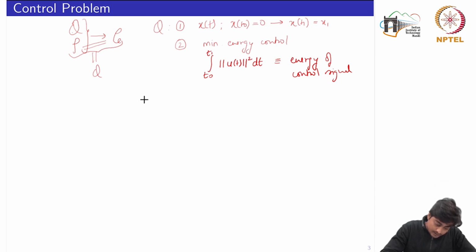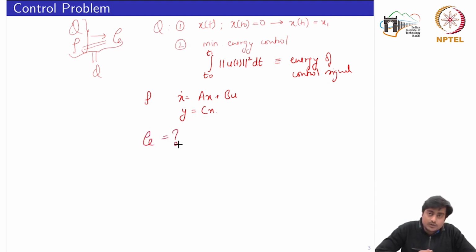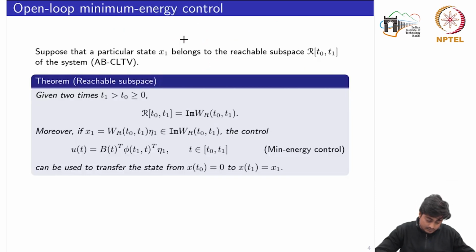And the plant given to us is, let's say, x dot equals Ax plus Bu and y equals Cx. Now we need to design the controller such that when we connect that controller with the plant, both the objectives are achieved. So we'll try to find the solution to this problem along the same line of the controllability and the reachability subspaces.